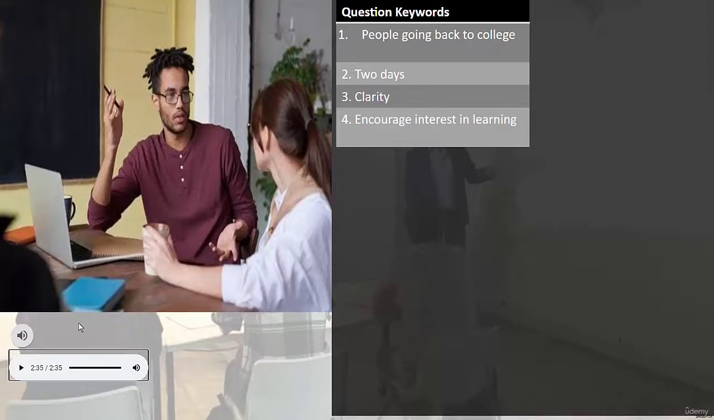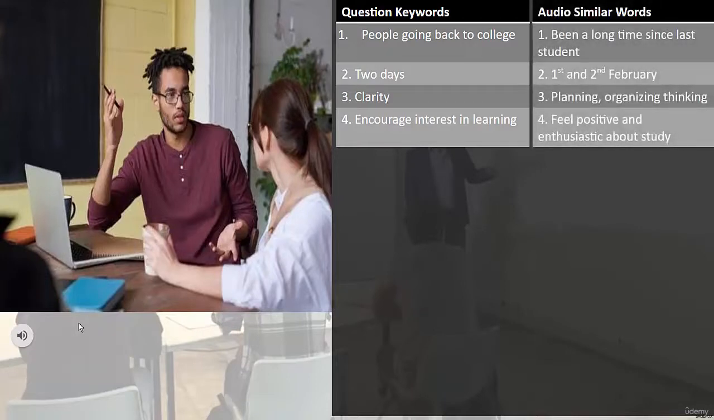Okay, let's take a look at the answer choices. For number 1, people going back to college, the audio paraphrasing, been a long time since I was last a student. Number 2, 2 days, the audio similar language was 1st and 2nd of February. Number 3, clarity, planning, organizing, thinking. Number 4, encourage interest in learning, feel positive and enthusiastic about study. So that is the paraphrasing that you should have heard that related to the question keywords.